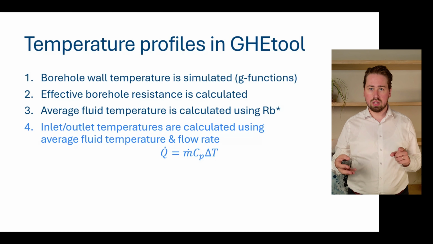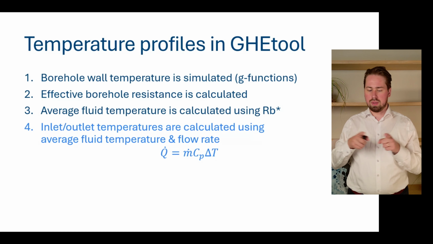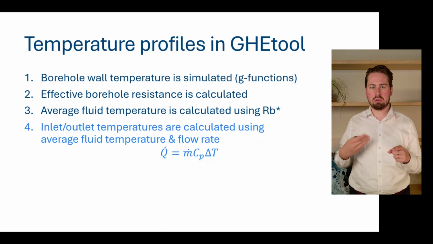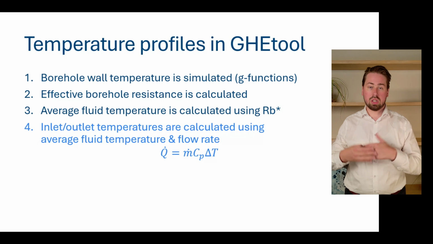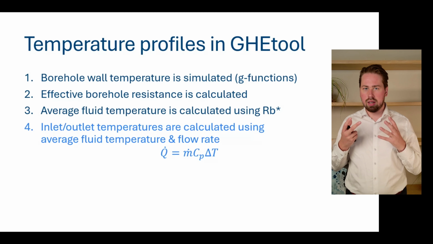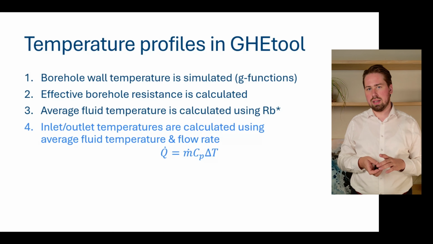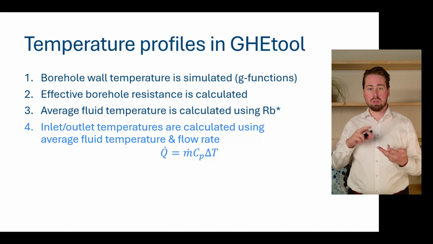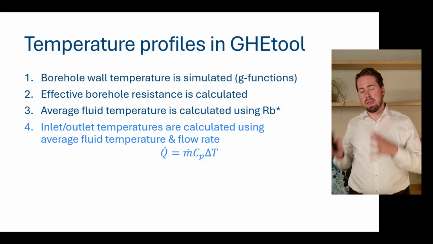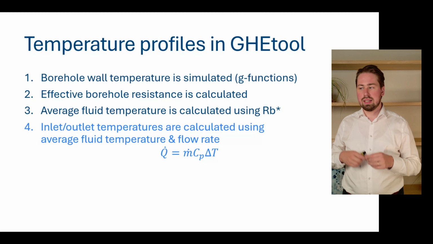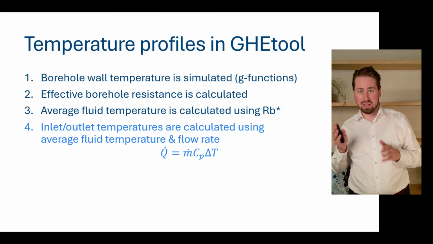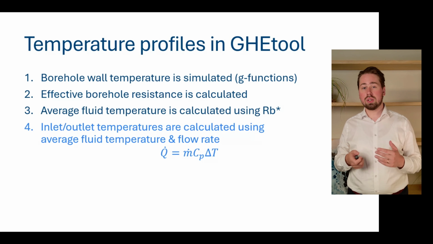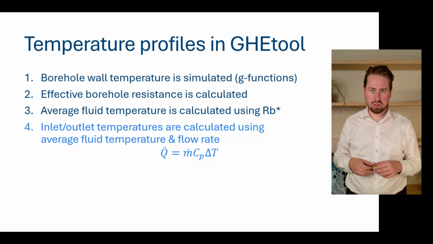So for a constant flow rate, if we go from, let's say, a delta T of 3 to a delta T of 4, we increase the power we extract by 33%. That's just a very simple and very elegant formula in the world of heat transfer. But since we know the power, the flow rate, the specific heat capacity, and the temperature difference between the inlet and the outlet, and we know the average fluid temperature, we hence also know the inlet and the outlet fluid temperatures.